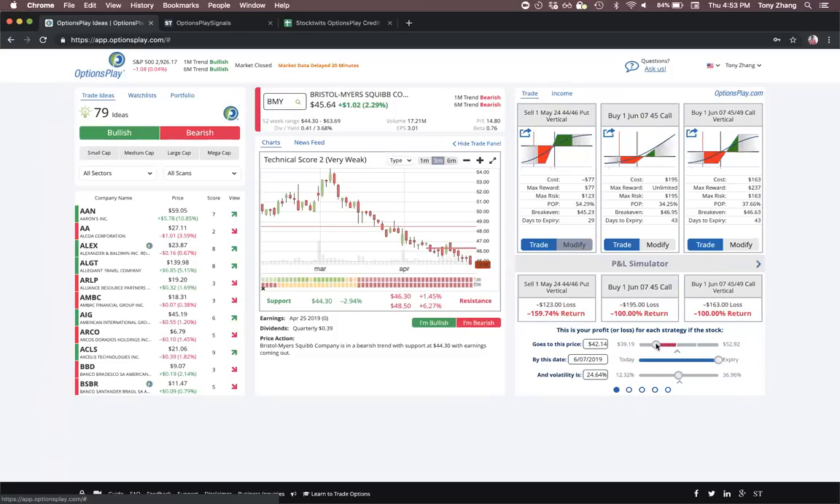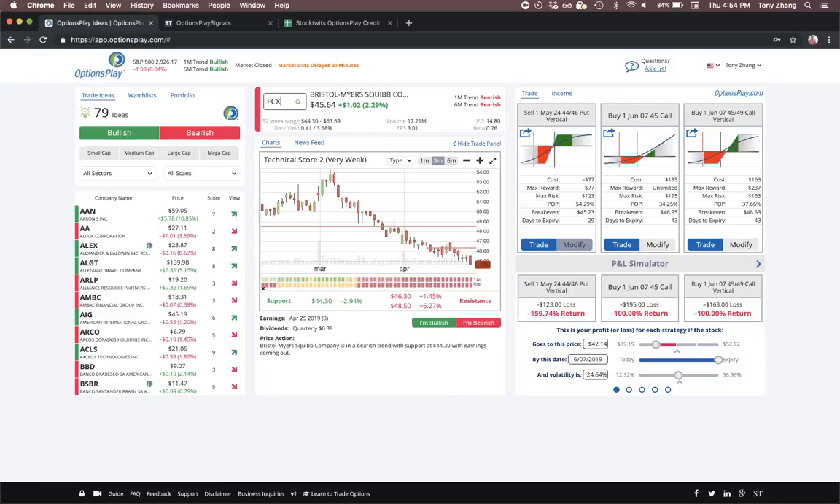And vice versa, if the stock really drops, the most I'm risking is $123, roughly about 1.5 times what I'm collecting on the income. Those are the types of ratios that I'm typically looking for. So that's just an example of a credit spread that we traded in our room, and hopefully you guys are able to follow as well.